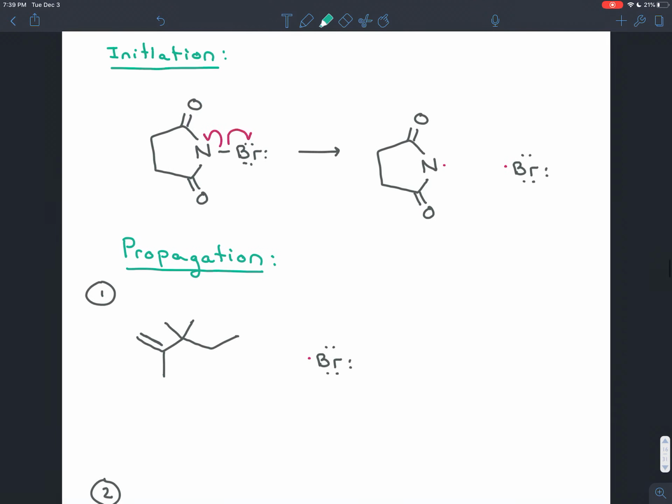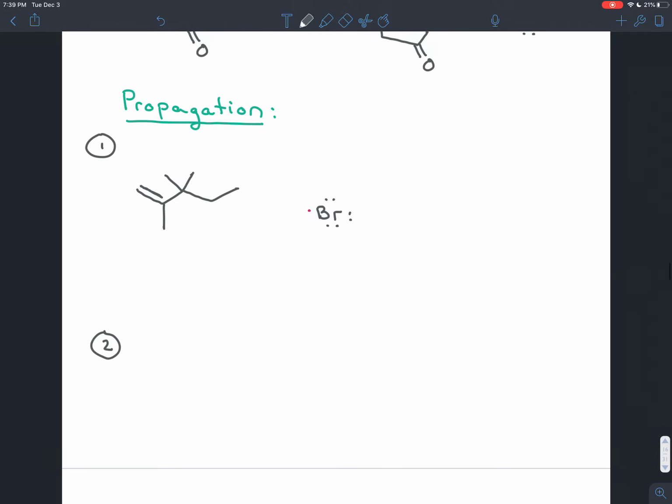So, in this propagation step, we're looking at this. We have a pi bond, so we know we have an allylic position. We actually have two of them. Both of those carbons are allylic. They're one atom away from this atom in the double bond. So, which one will the bromine steal a hydrogen from? Well, the one on top does not have a hydrogen.